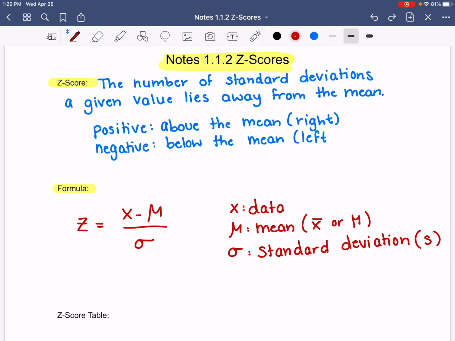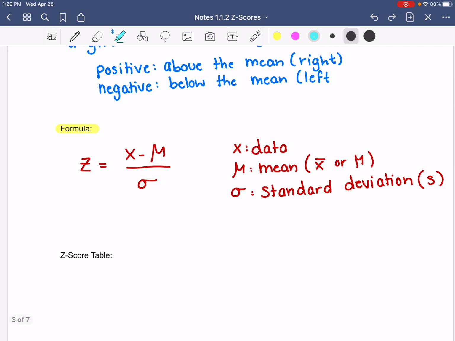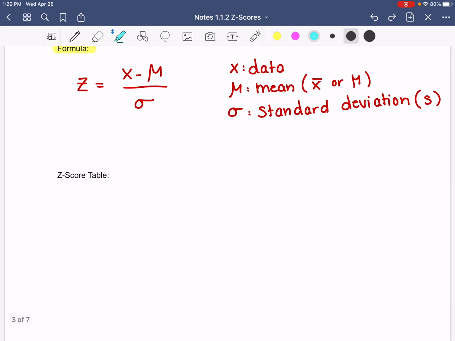But what you do is you subtract your data minus the mean, whatever that is on top, you put your standard deviation on the bottom, and then you divide them, and that will give you your z-score. Positive number just means that if you were to look at your normal curve, it's on the right, and if it's a negative number, that just means it's on the left. All right, we have something called the z-score table that we're going to be using today.